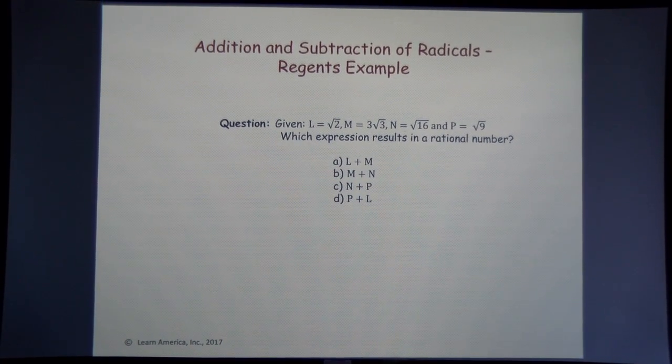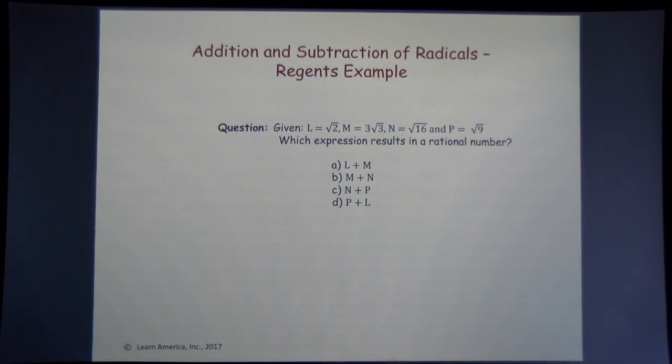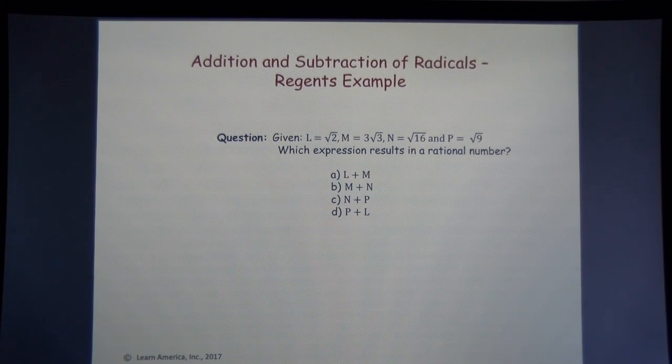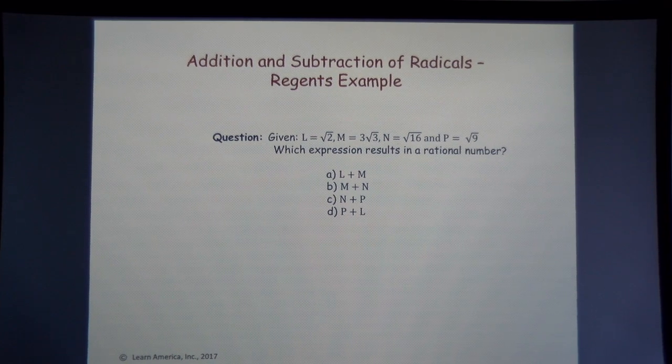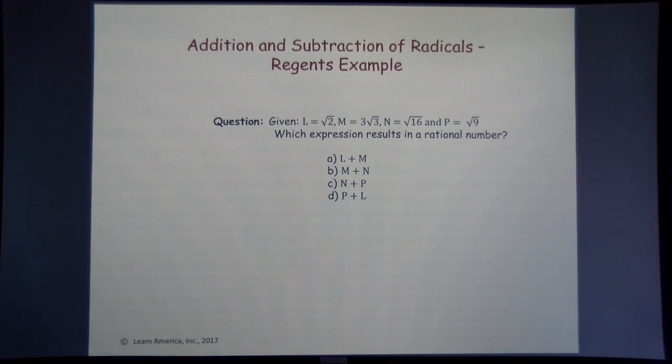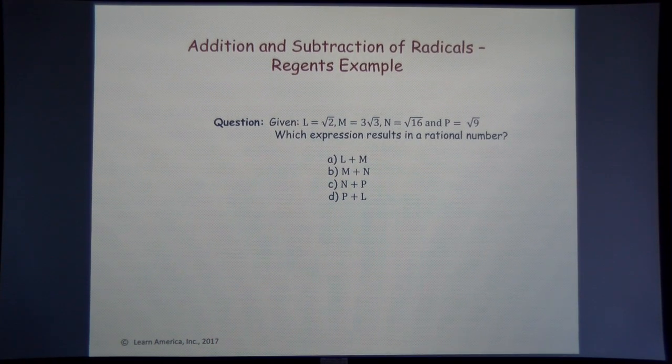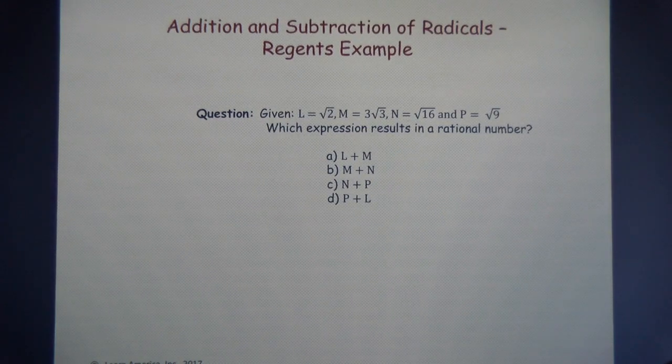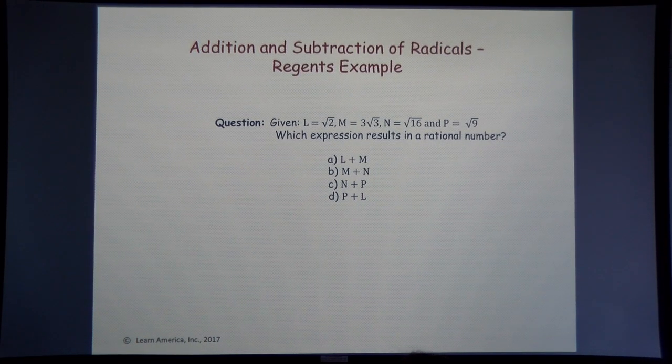All right, what do you notice about N and P while we're waiting for people to finish up? What do you notice about N and P? Right, they're both rational numbers. They're both perfect squares. So N is really equal to 4 and P is equal to 3. So that might be a good clue as to what would be the rational number. So let's take a look.